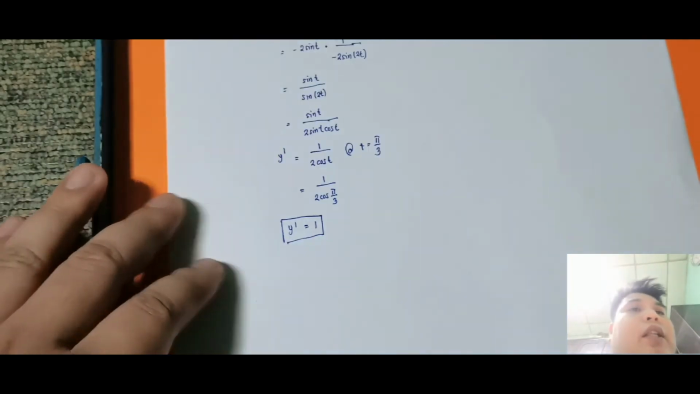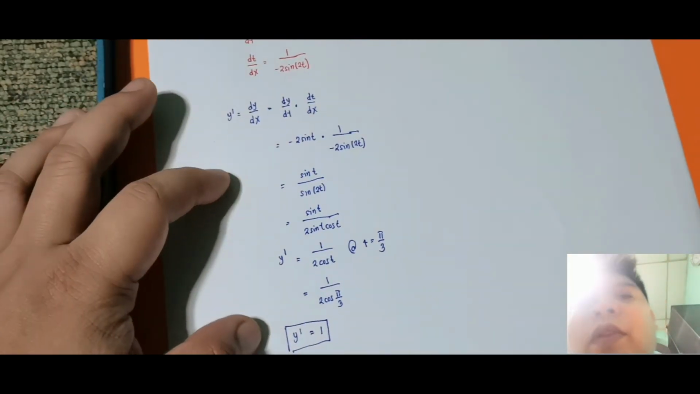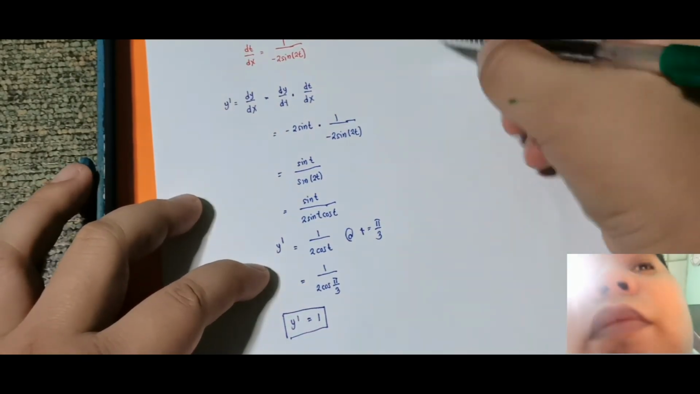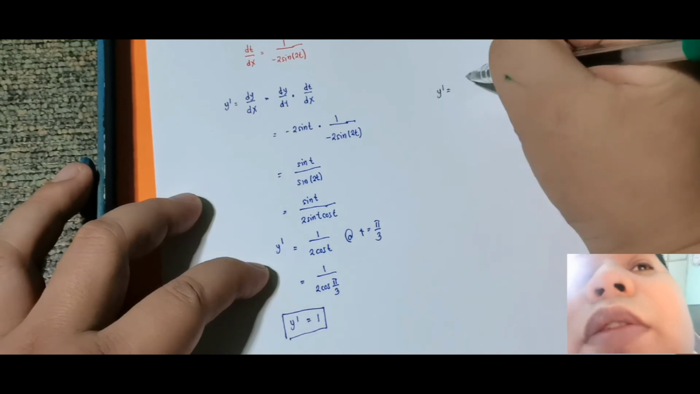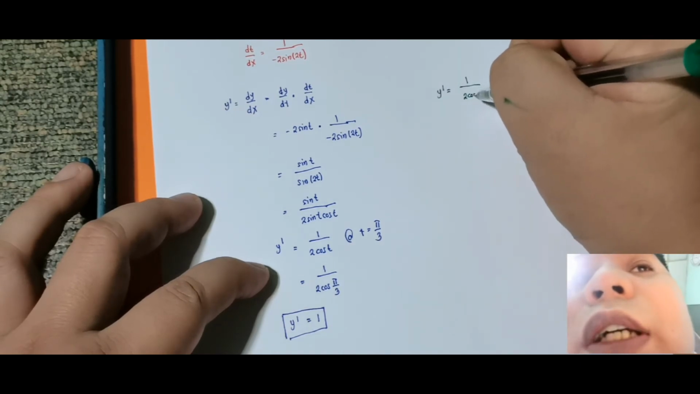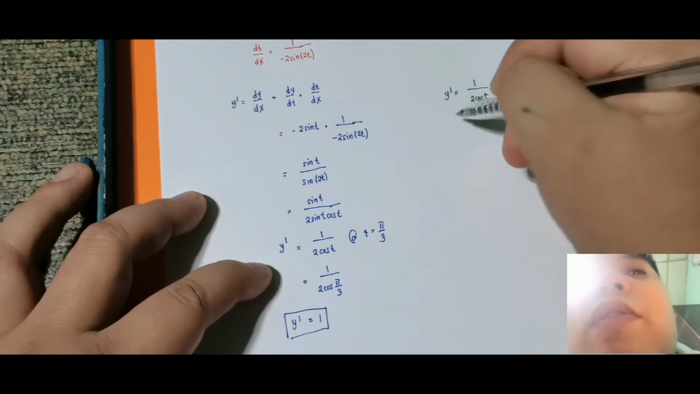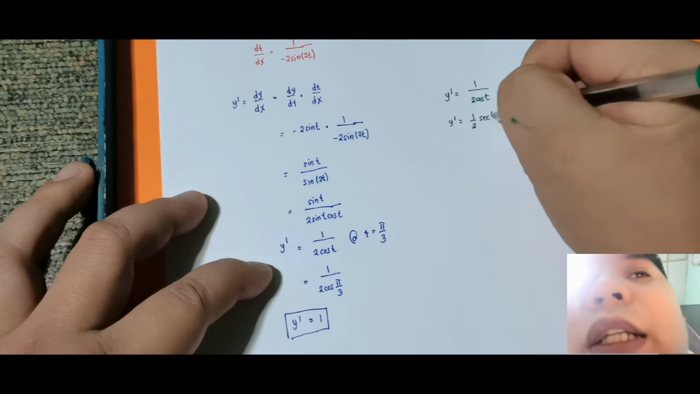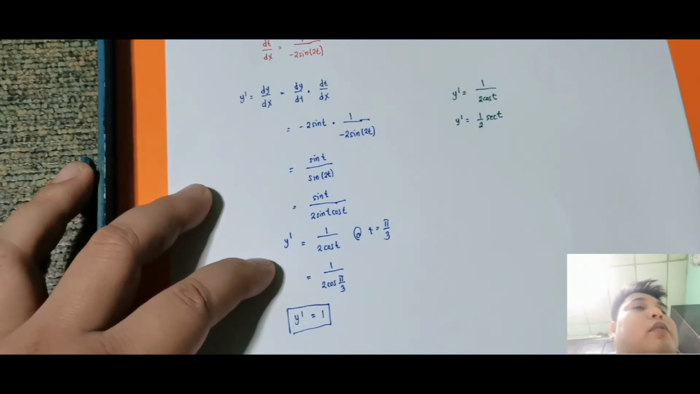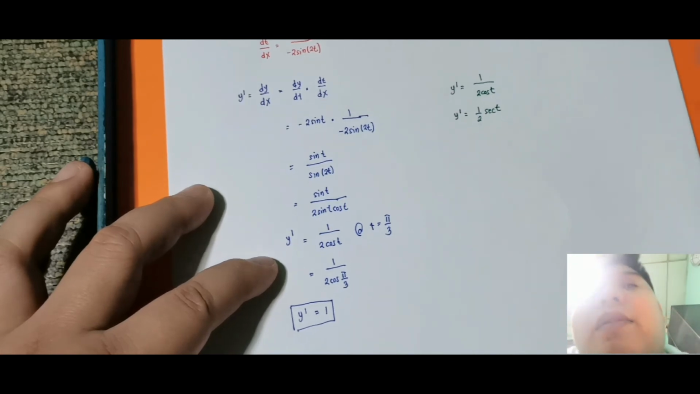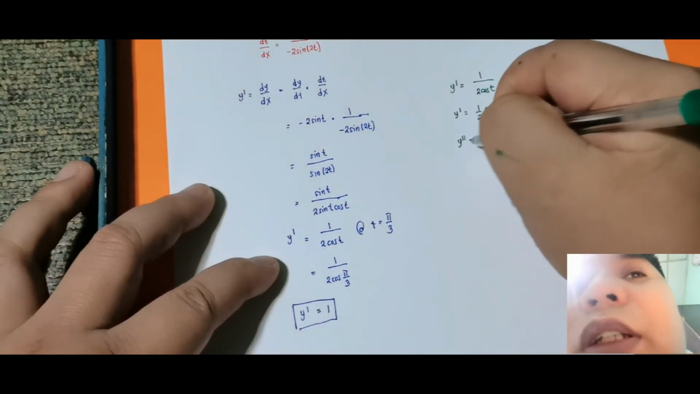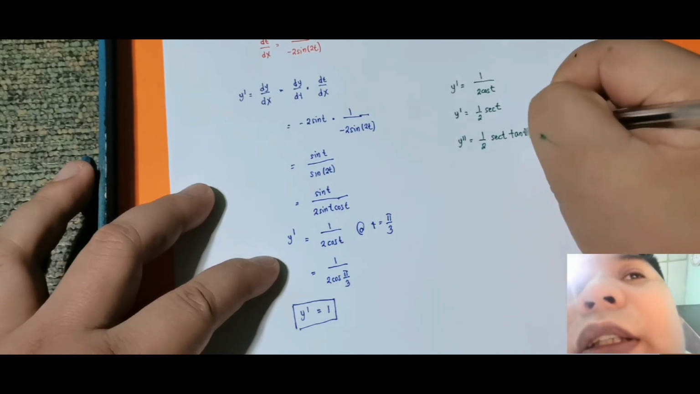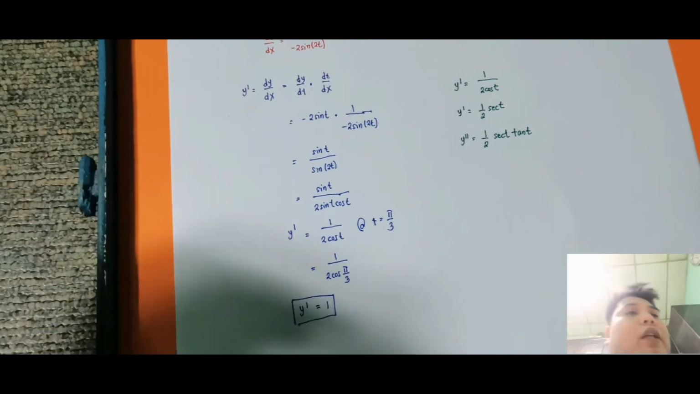So gagamitin natin para dyan. So next is kunin natin si y double prime. Okay, so note that y prime is equal to 1 over 2 cosine t. For convenience, y prime is equal to 1/2 secant t, kasi 1 over cosine is secant. Okay, then differentiate again. So y double prime is just equal sa 1/2 secant t, then tangent t. Okay, then substitute lang ulit natin yan.